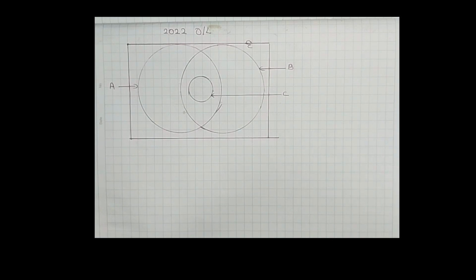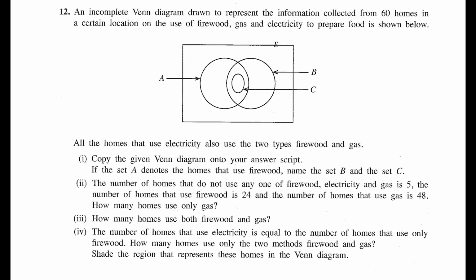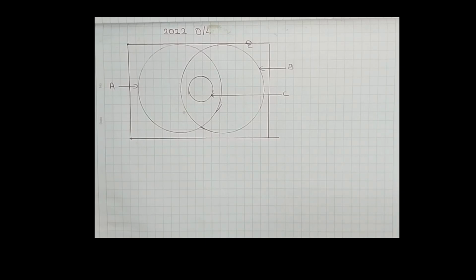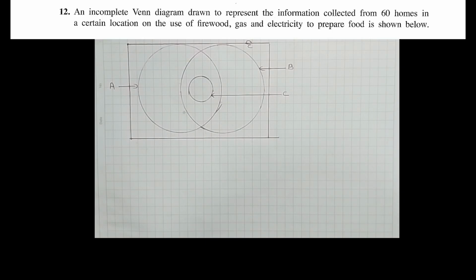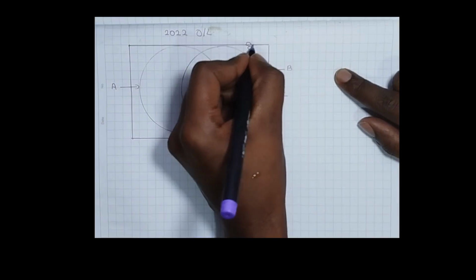Today we are going to discuss the 2022 O-Level 12th question. Let's read it first. An incomplete Venn diagram drawn to represent the information collected from 60 homes in a certain location on the use of firewood, gas and electricity to prepare food is shown below. Okay, now they have given information collected from 60 homes. It means the universal set is 60.